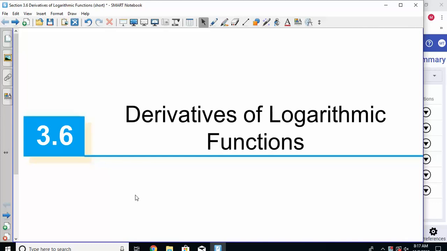Last section we are going to cover before Christmas. It is a very short section, so we should get through this today and leave you with plenty of time to get homework done. That's my intention. We are talking about the derivatives of logs within this.